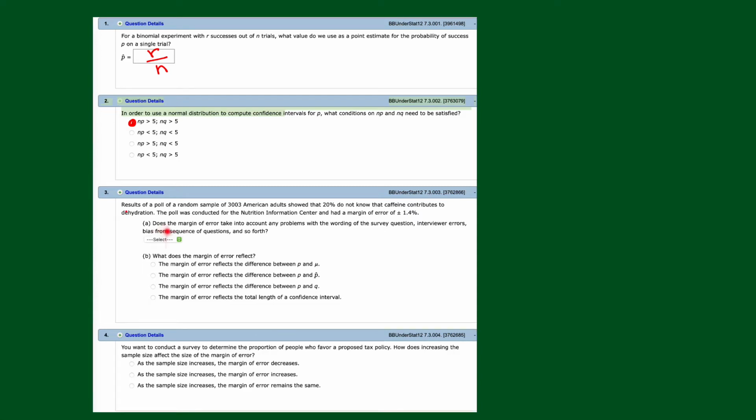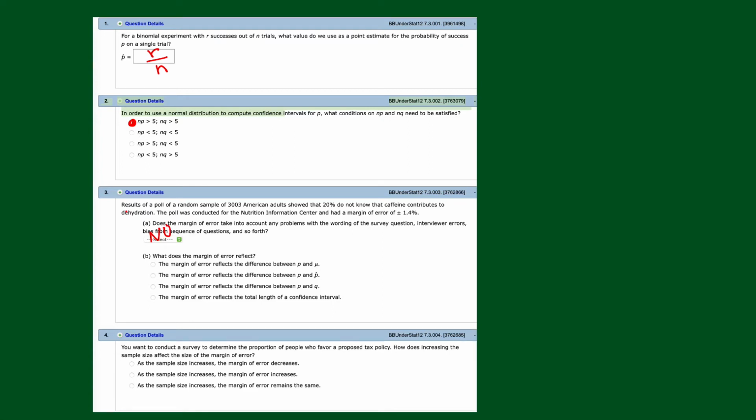So question A is, does the margin of error take into account any problems with the wording of the survey, questions, interviewers, errors, or bias from sequences of questions and so forth? No, it does not. So I can't select it, so I'm just going to have to write no here.